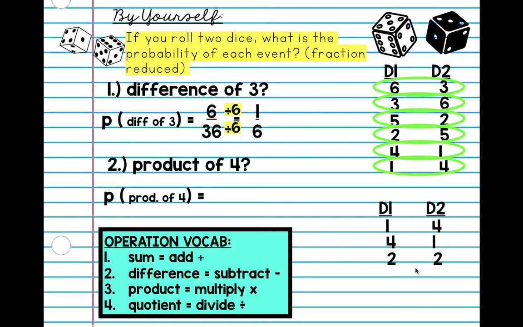3 can't work because 3 can't multiply to get 4. 4 is already done. 5 can't work, and 6 can't work. So these are all my possibilities. So 1, 2, 3. So my fraction is 3 over 36. I can reduce it by 3. So 3 divided by 3 is 1. 36 divided by 3 is 12. And there you go. I have a 1/12 chance of getting a product of 4.